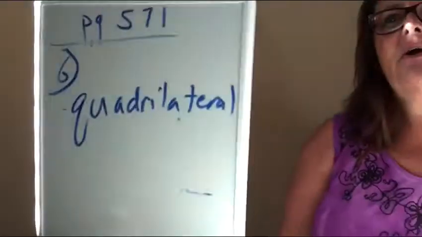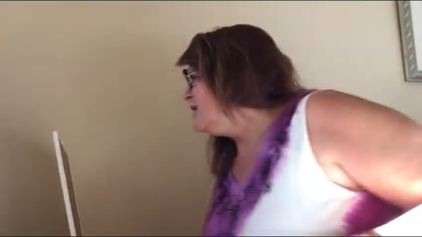Okay, number 6. Draw a polygon with 4 sides that are different lengths. We're going to call this a quadrilateral. I'm going to go a little faster. Number 6, we're going to call it a quadrilateral because it has 4 sides, 4 angles, 4 vertices.